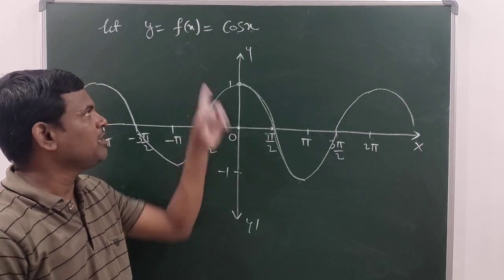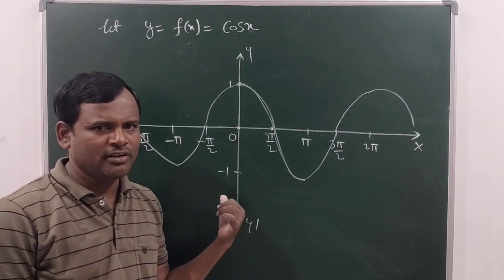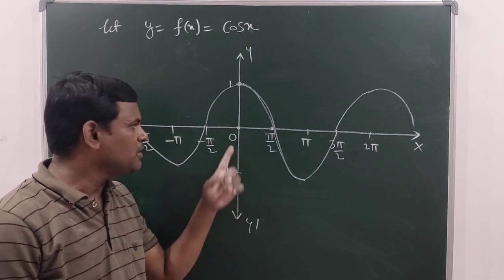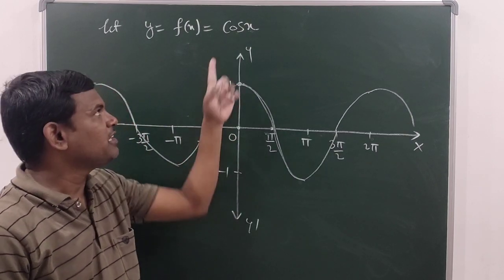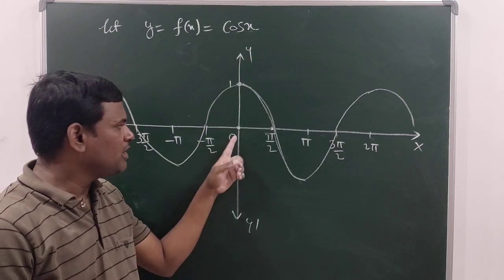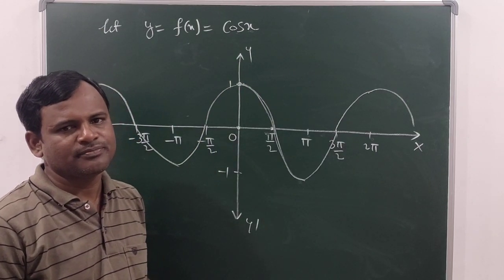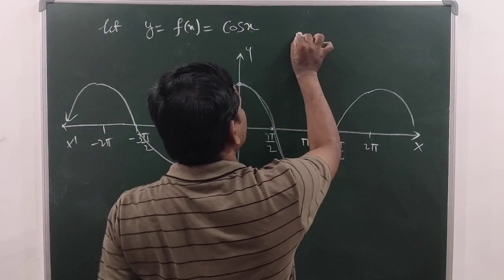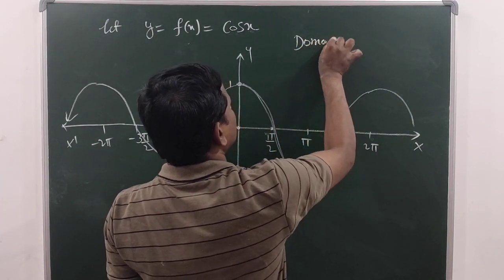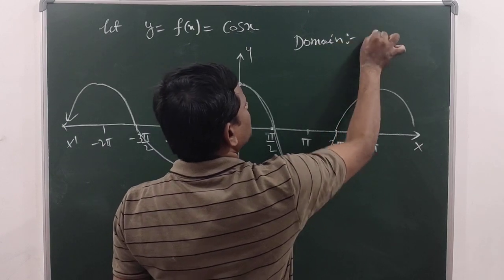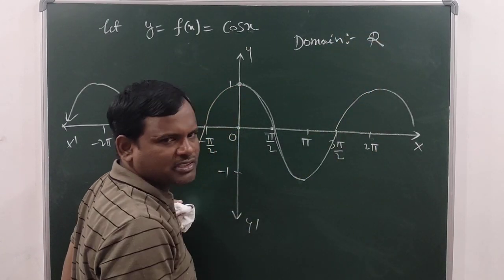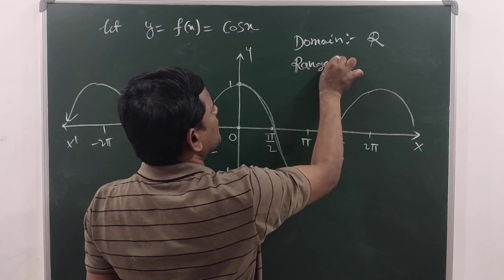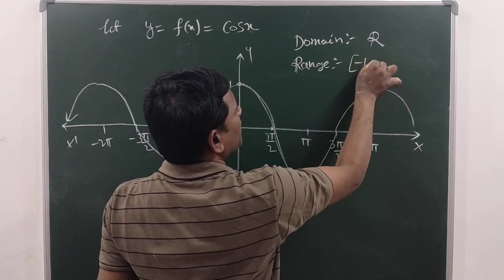You get a graph the same as the sine function graph, but the graph of sin x passes through the origin, whereas the cos x graph will not pass through the origin. Now comment on its domain. The cos function is also defined on the entire real number set, and the range is the closed interval of -1 to 1.